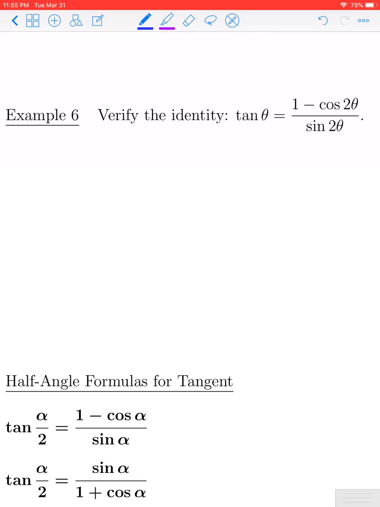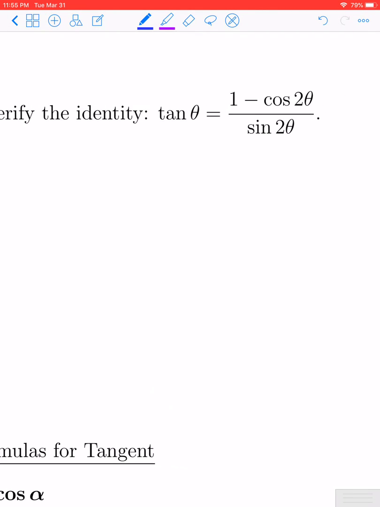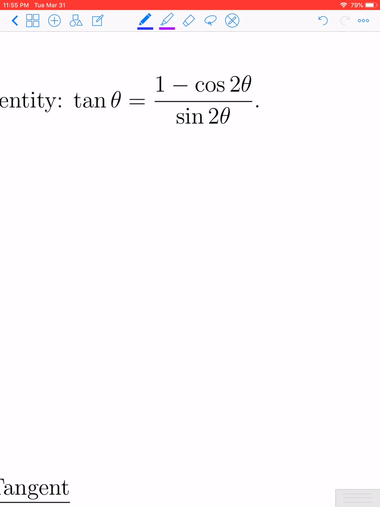Let's take a look at the next example, still in 7.5, which is verifying the identity tangent of theta equals 1 minus cosine 2 theta divided by the sine of 2 theta. Again, generally speaking, the guide rule we want to follow whenever you're trying to verify an identity is to work with the more complicated side first and turn it into the other side, simply because you have a lot more things you can do.